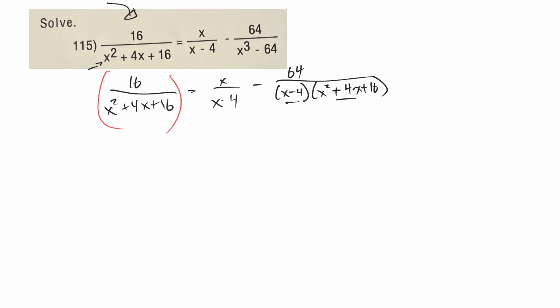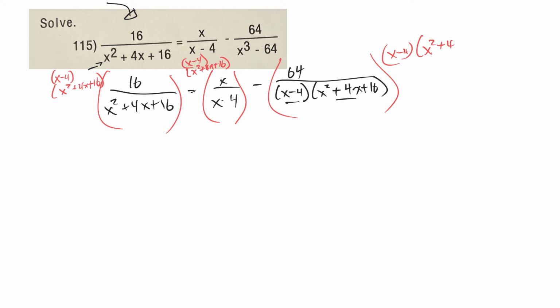So I'm going to multiply this by x minus 4 and an x squared plus 4x plus 16. I'm going to multiply this by x minus 4 and an x squared plus 4x plus 16. And I'm going to multiply this by x minus 4 times x squared plus 4x plus 16.